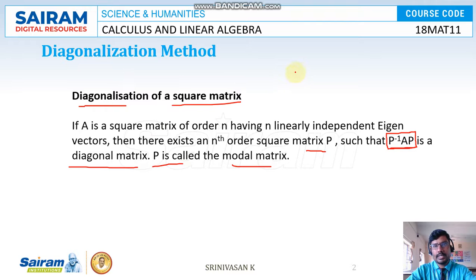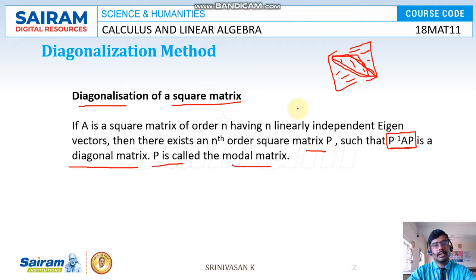I already explained the introduction in the first video, what is meant by a diagonal matrix. A diagonal matrix contains only the diagonal elements. That means the upper triangular and lower triangular parts are zero. These are the diagonal values, and the remaining entries are all 0. That is called a diagonal matrix.